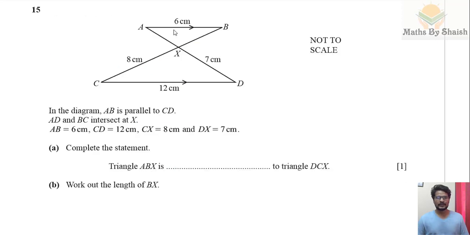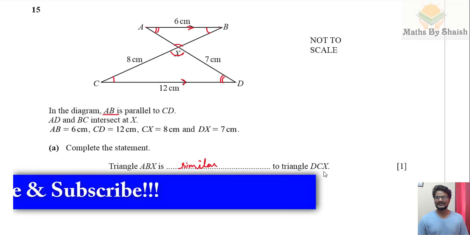Here's the 15th question. We have two parallel lines in the diagram. AB is parallel to CD. AB and BC intersect at X. AB is 6 and CD is 12. CX is 8 and DX is 7. So the first part is to complete the statement: triangle ABX is... We can see that since they are parallel lines, this angle and this angle are the same by alternate angles. These two angles are also equal by alternate angles, and these two are vertically opposite angles, so hence equal. If all three corresponding angles of two triangles are equal, they are similar. So we will write triangle ABX is similar to triangle DCX.